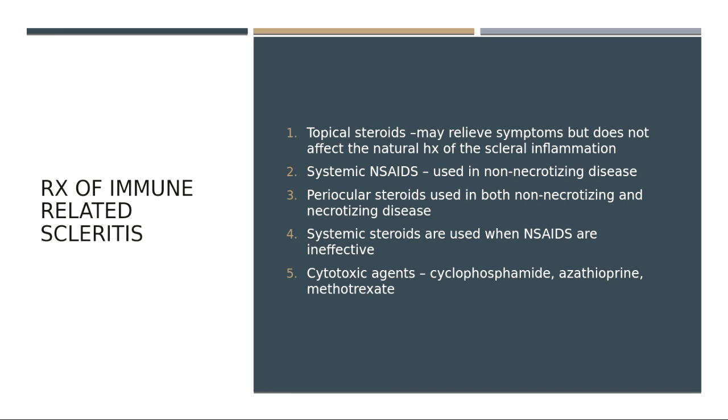And the treatment of immune-related scleritis is just like for any autoimmune disease. We start off with topical steroids, which may relieve symptoms but often do not affect the natural history of the scleral inflammation. We use systemic NSAIDs in non-necrotizing disease. But once you have necrotizing disease, you're going to have to use systemic steroids usually. And if the systemic steroids fail, then we use cytotoxic agents.